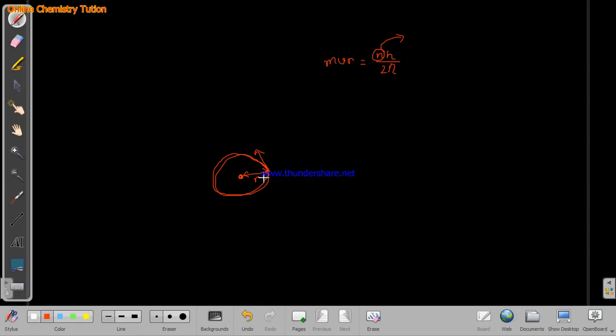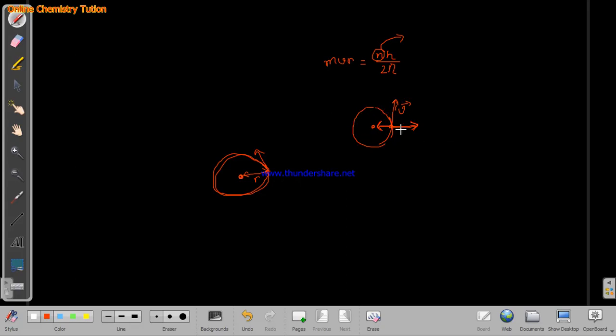Now when a particle is moving in a circular path, how does it move? It moves when two opposite forces are there. One is the centripetal force, directed toward the center, and another is the centrifugal force, directed outside the center, and this is the velocity vector. When these two forces act on the particle, the particle moves in a circular path.